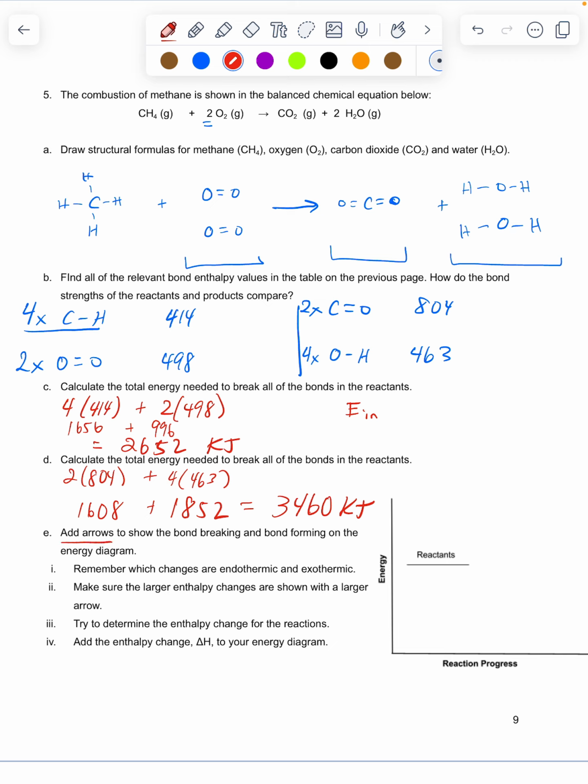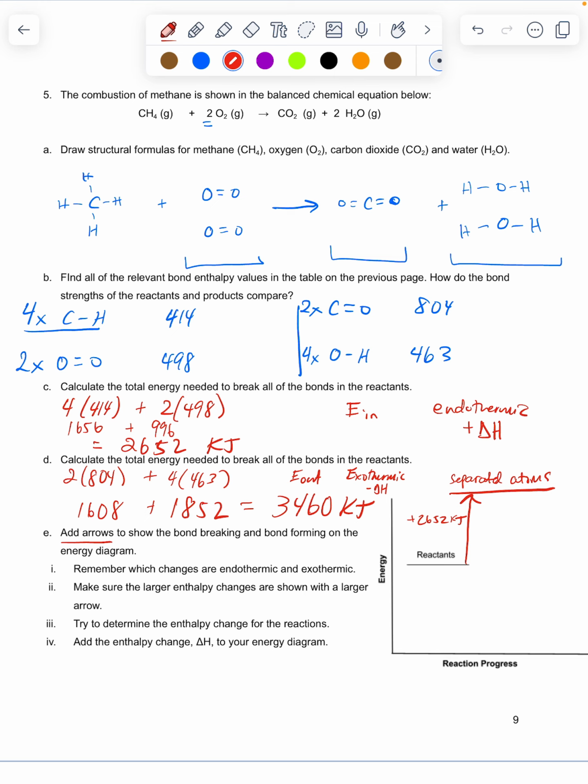We're going to add arrows to show bonds breaking and bonds forming. So bond breaking is always endothermic. And endothermic changes are positive. Energy goes in. So if I start with the reactants, I have to put in 2,652 kilojoules to break apart the reactants and get a bunch of separated atoms. Okay, then when I form the bonds, I get out, so this next value is energy out. 3,460 kilojoules out. When energy goes out, that's exothermic. And we think of that as a negative change. The system is losing energy.